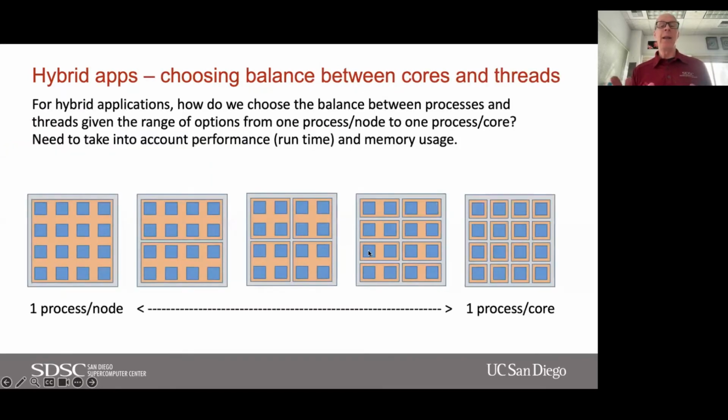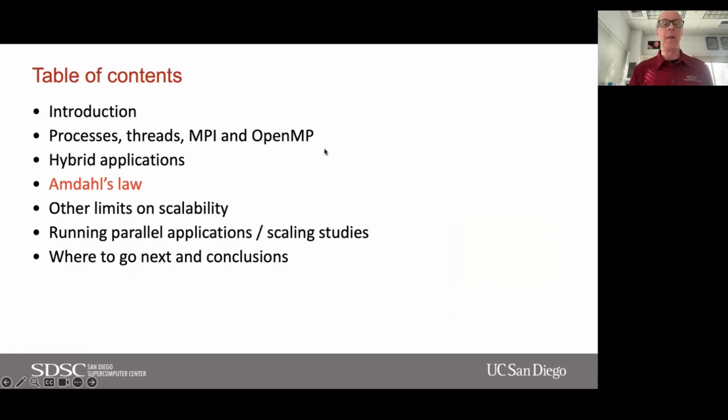For hybrid apps, we need to try to choose the balance between processes and threads, given the range of options. So we show here on the left, one process per node, 16 threads per process, all the way down to, on the right, one process per core. And the common question would be, how do I choose? And I'm going to say the only way to do this is that you'll need to benchmark your application. Try to run this with different combinations of processes and cores and see what gives you the best performance. So any questions before I move on to Amdahl's law?